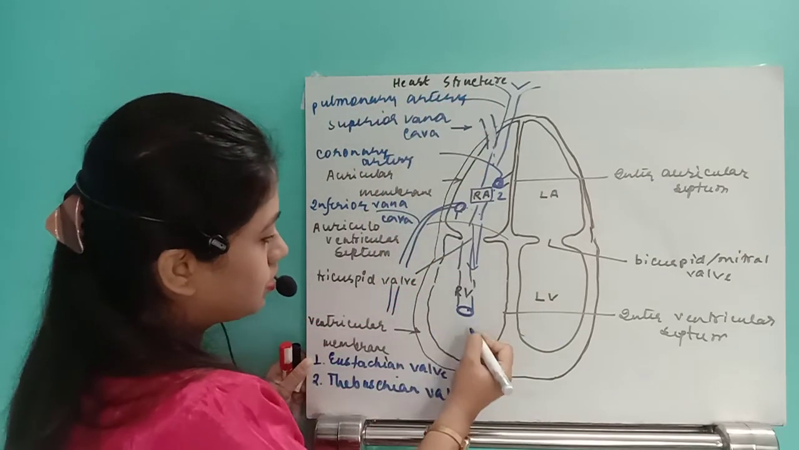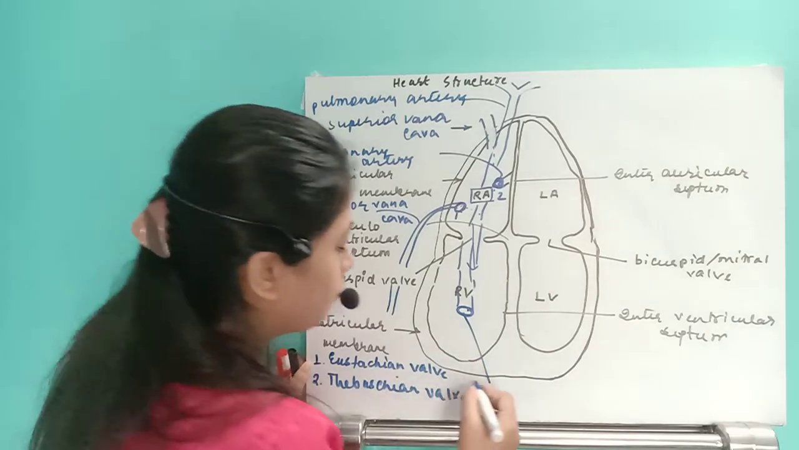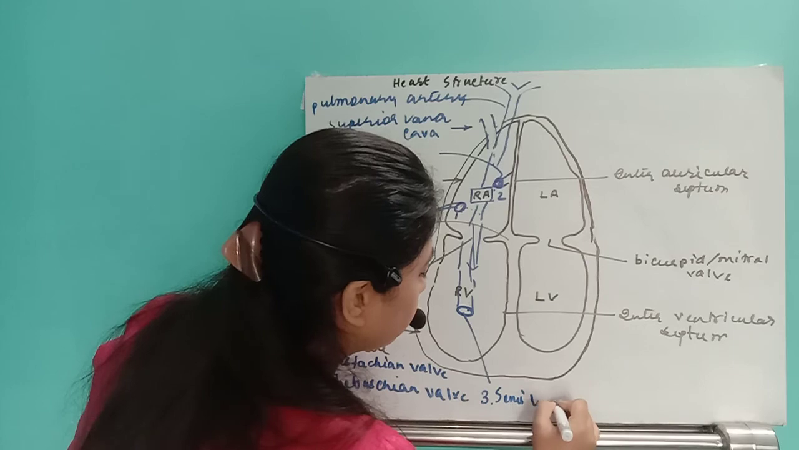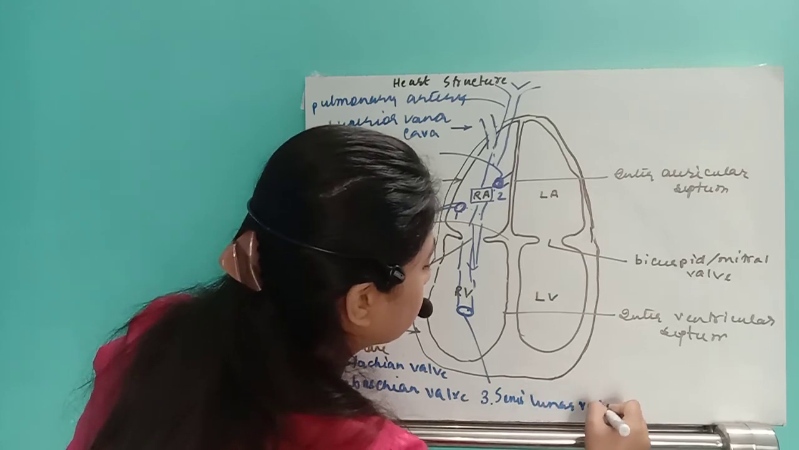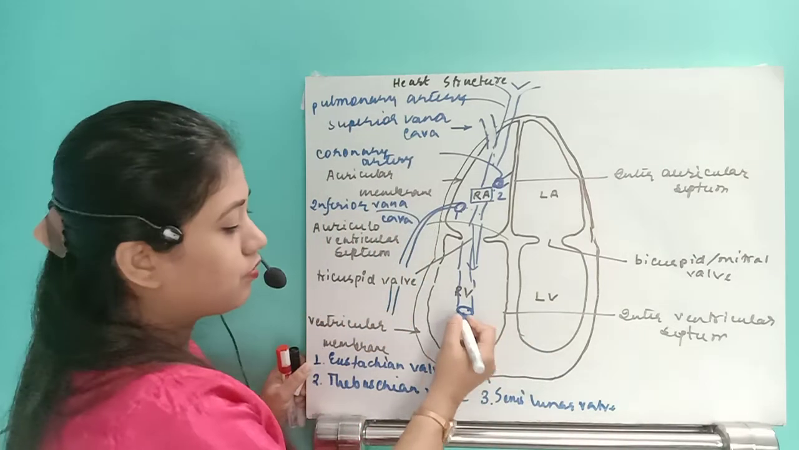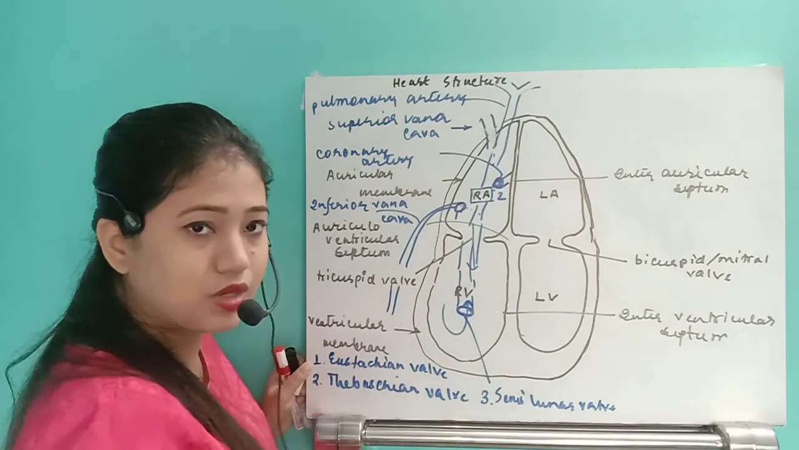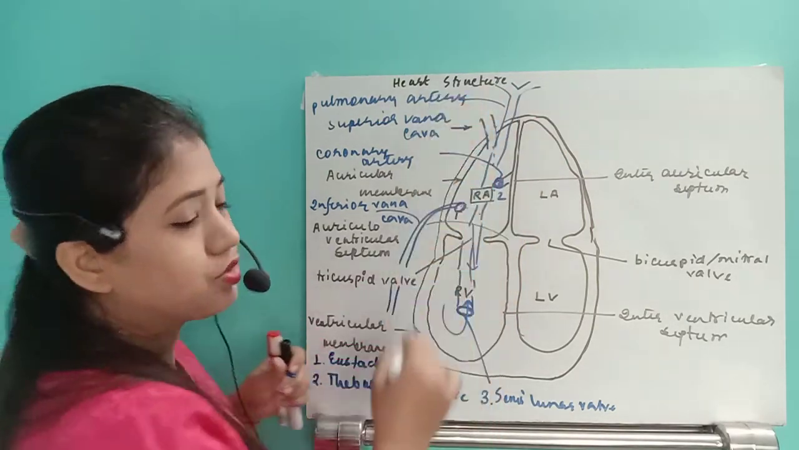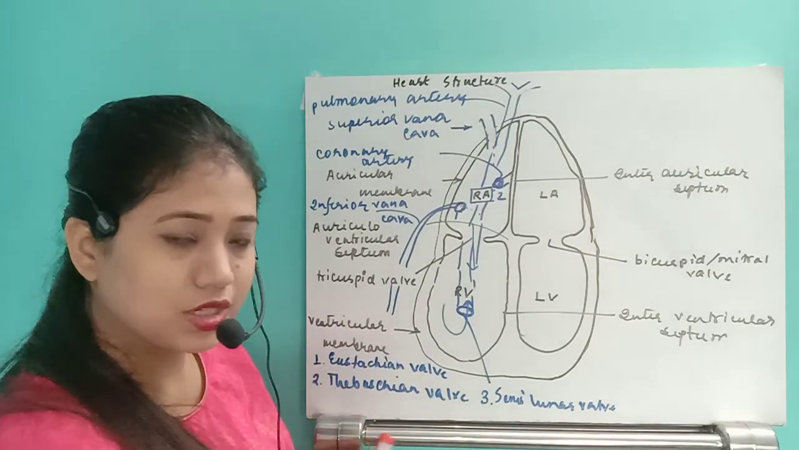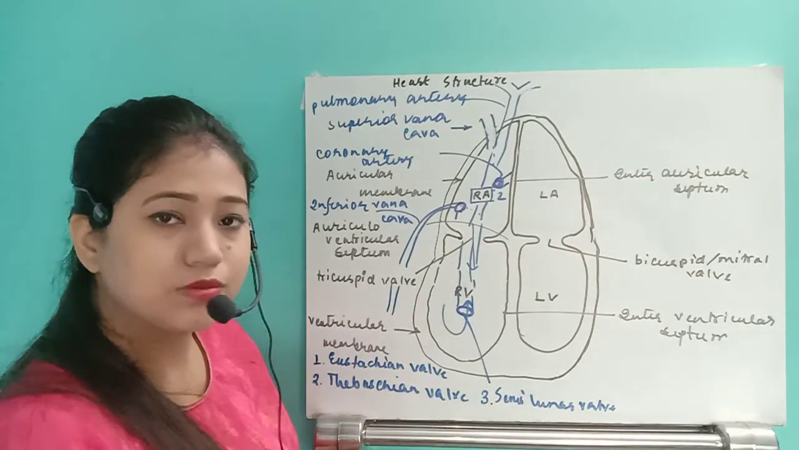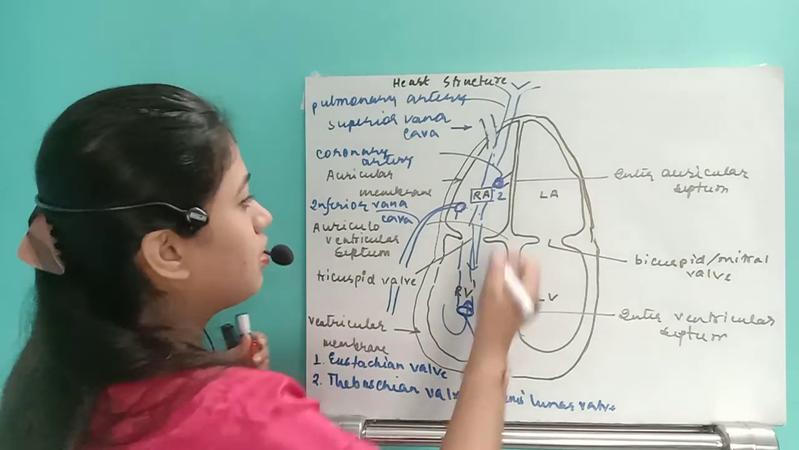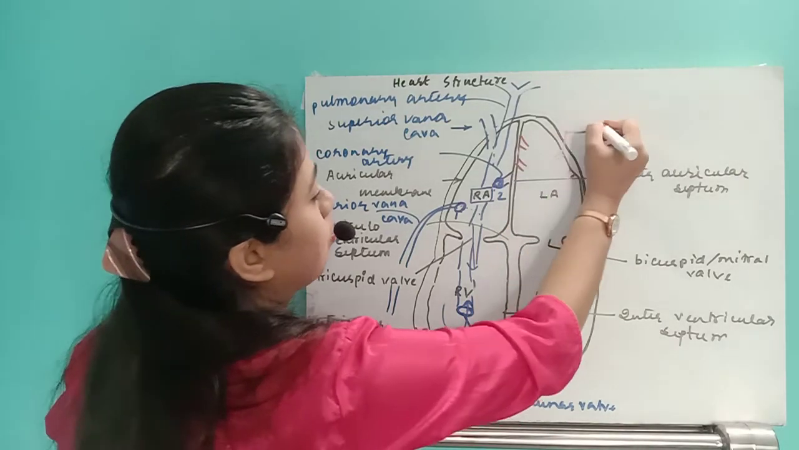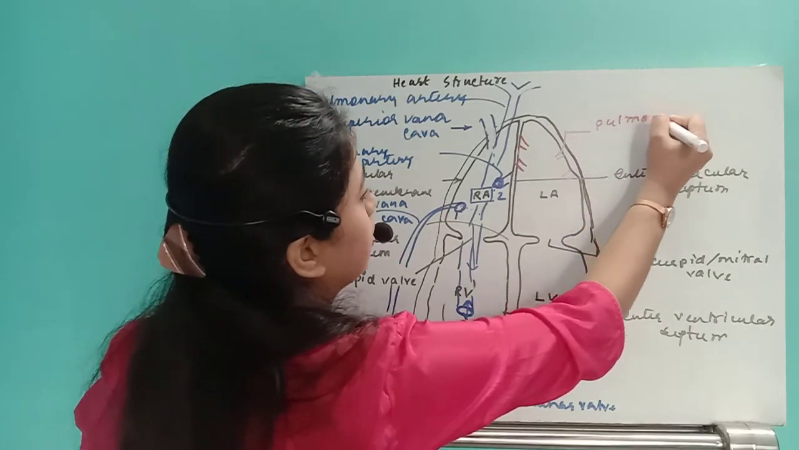This will also have a valve. What is the name of this valve? This is called the semilunar valve. When the semilunar valve opens, the deoxygenated blood will go to the pulmonary artery. From the pulmonary artery, it will go to both lungs, where it gets oxygenated. Next, the oxygenated blood will enter the heart by means of the pulmonary veins.